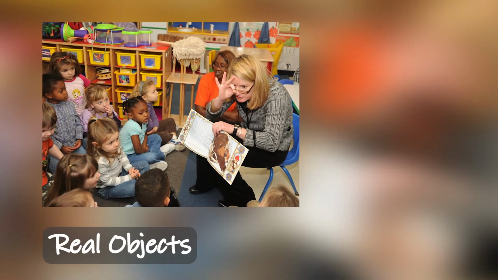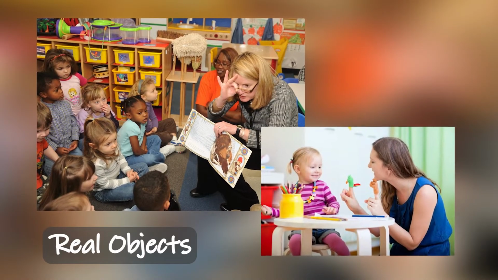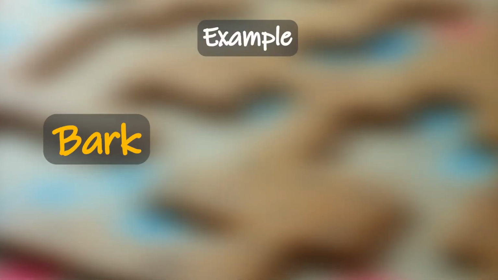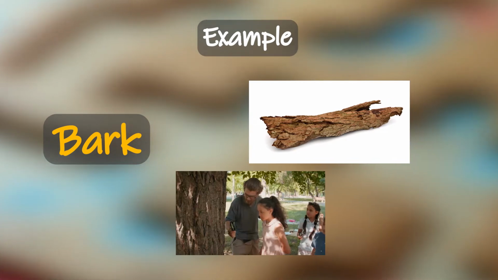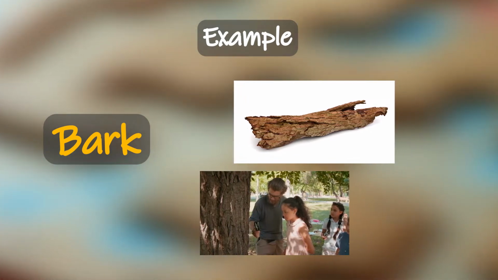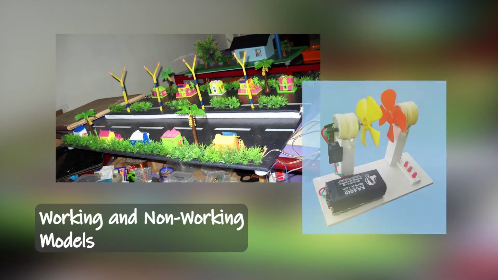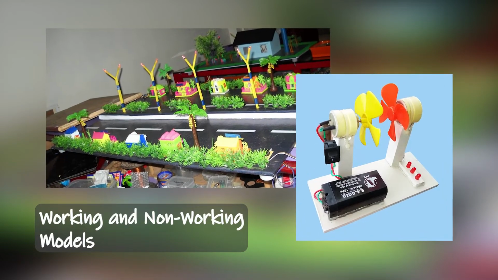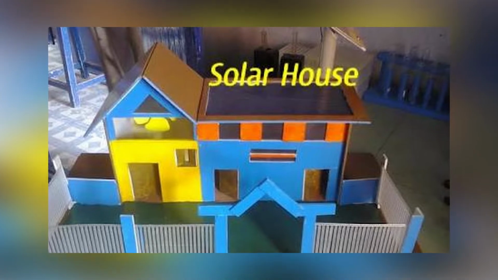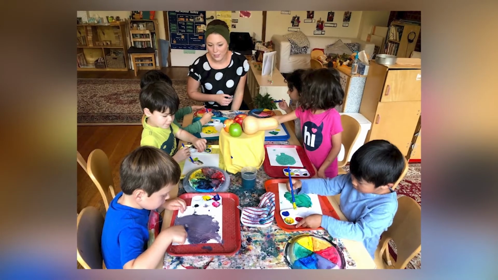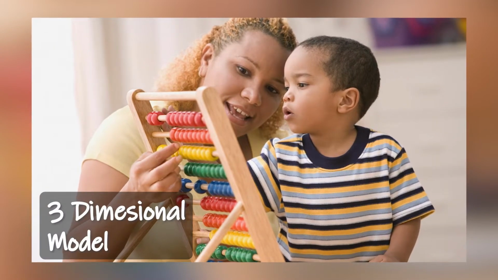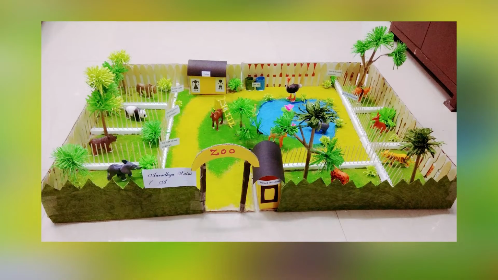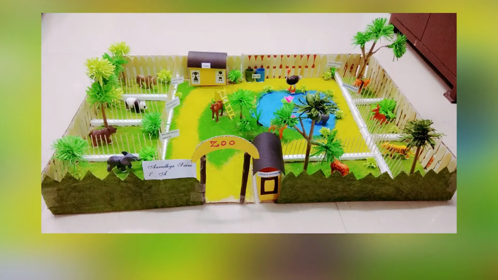Real objects. To teach the meaning of new words to students, show the real objects. For example, to teach bark, bring a piece of bark from a tree and show it to the students, or take the students out and show them the bark of a tree. Working and non-working models. A model is the replica of the real object. It sounds unnatural to bring real objects into your classroom for every single word. In that case, you can use a three-dimensional model for the real object. For example, for teaching a poem, Tiger in the Zoo, you can use a model of a zoo.